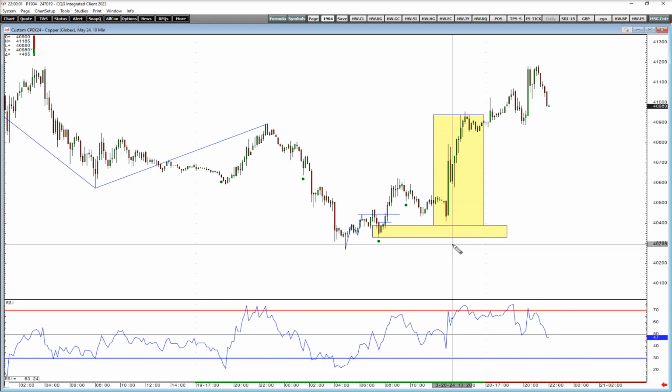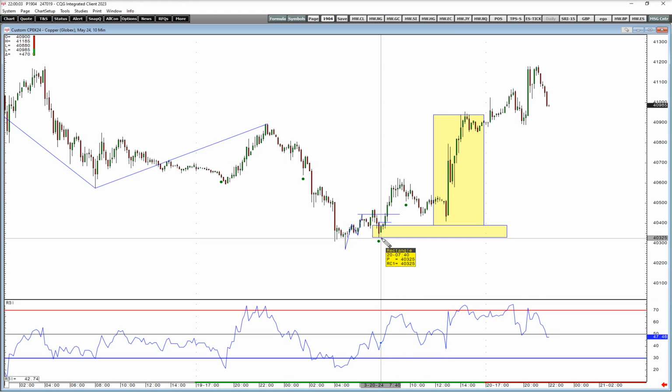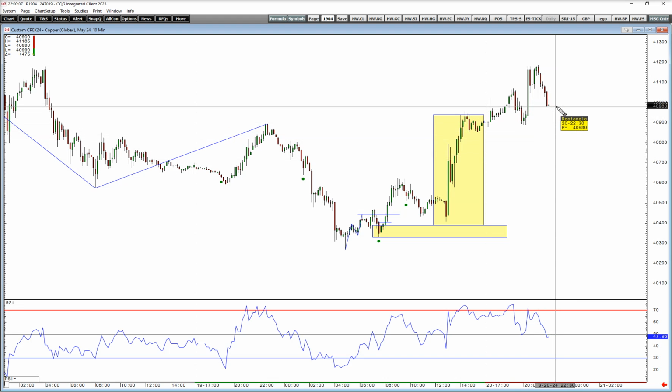But that's all I had today. That was on copper, and with those FOMC fireworks, hopefully there are more setups like this tomorrow.